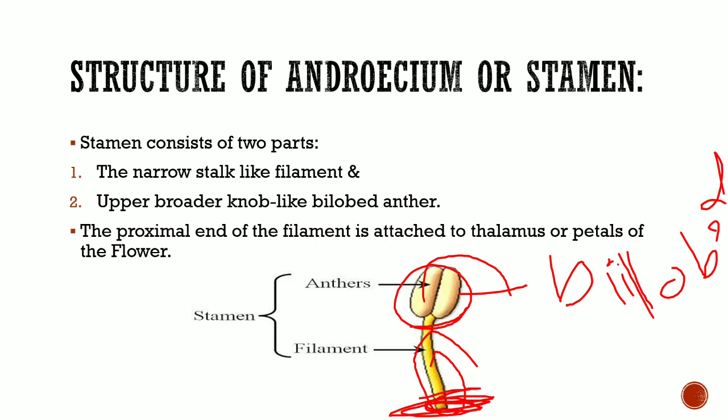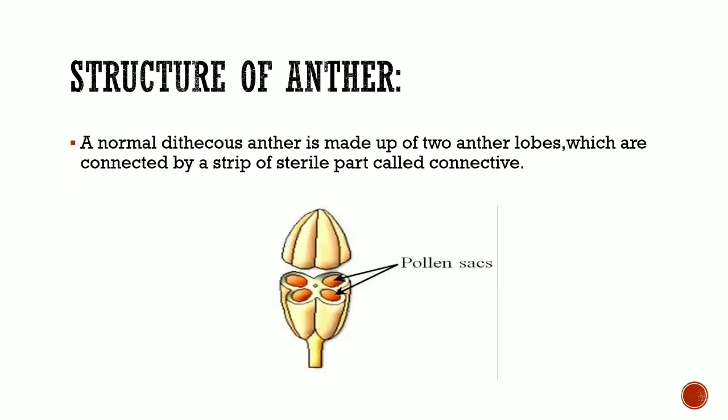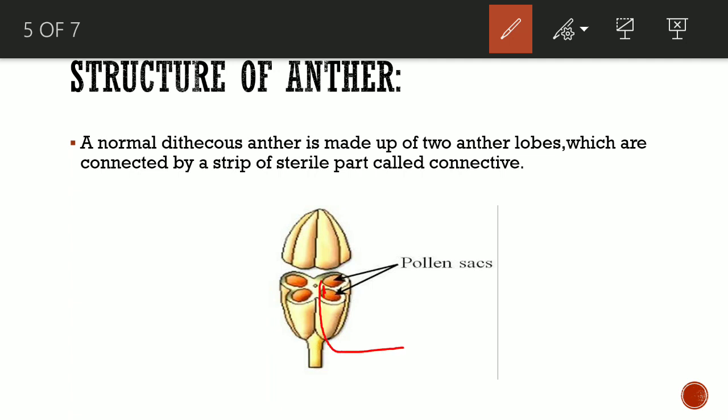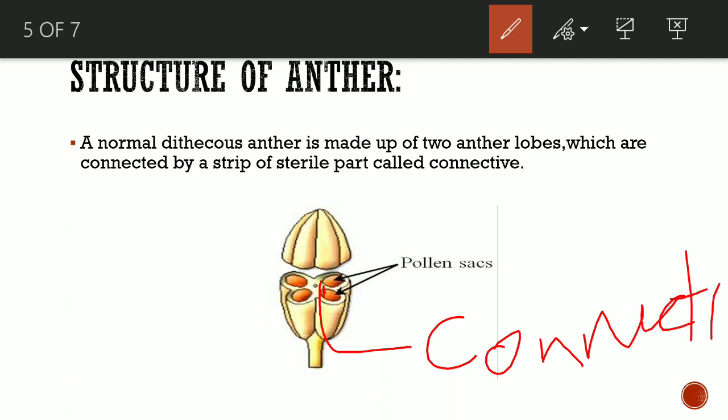Now, what is the structure of anther? A normal dithecous anther is made up of two anther lobes. As we discussed in previous slide, the anther is bilobed, which is connected by a strip of sterile part called connective, by which these two lobes are attached. This part is known as connective. These are sterile part.